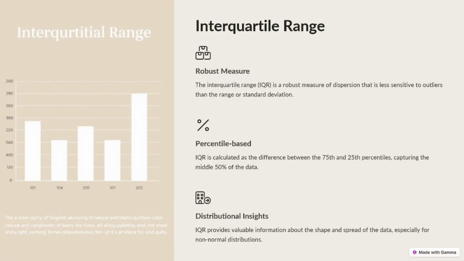So the next measure of dispersion is the interquartile range. It just measures the difference between the third quartile and the first quartile. For example, if you see a box plot like this, this is your quartile one and this is your quartile three. So the interquartile range is Q3 minus Q1.